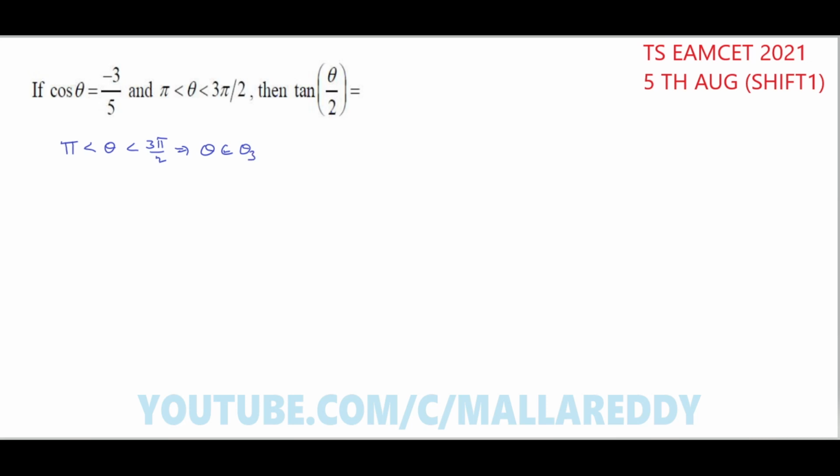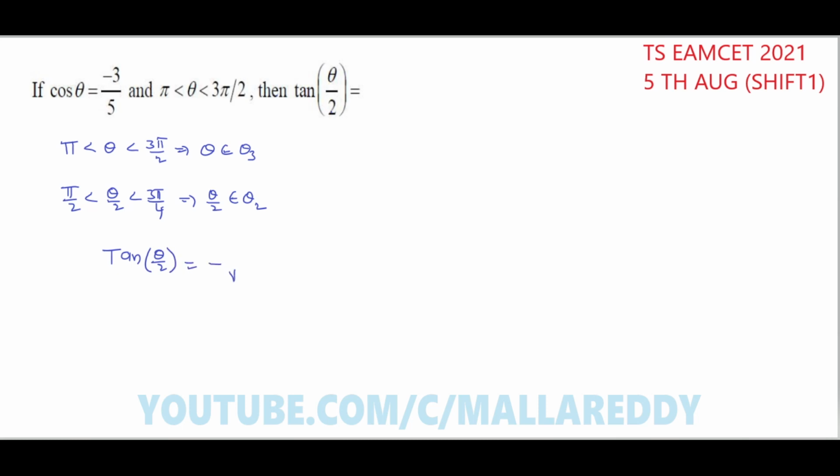So now we find theta by 2. Dividing by 2, that is pi by 2 less than theta by 2 less than 3 pi by 4. So 90 to 135, that means theta by 2 belongs to Q2, the second quadrant. Now we find the value of tan theta by 2. So here tan theta by 2 lies in the second quadrant.